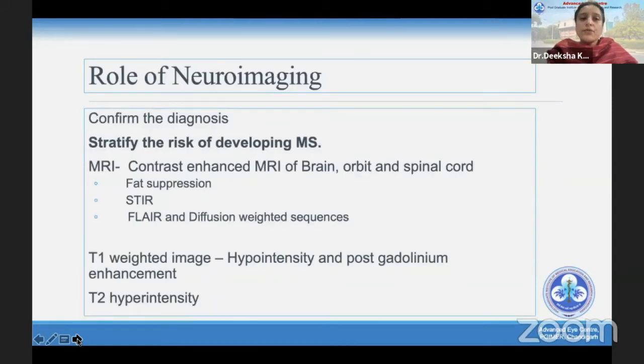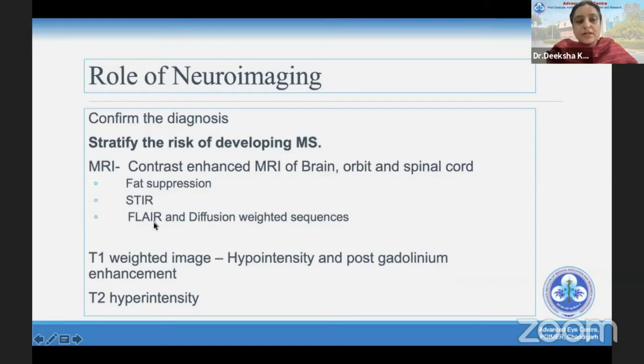So what is the role of neuroimaging? Apart from confirming the diagnosis, the most important role of neuroimaging is to stratify the risk of developing MS. And for this purpose, we order a contrast-enhanced MRI of the brain, the orbits, and the spinal cord. We generally get a T1 weighted image and T2 weighted images. The T2 hyperintensity is very, very important, and it is important to look at the T2 images.